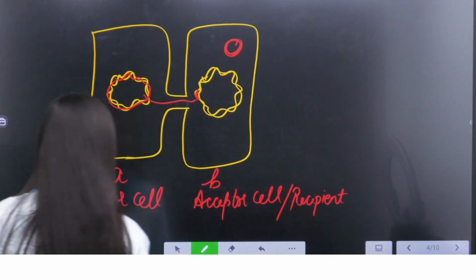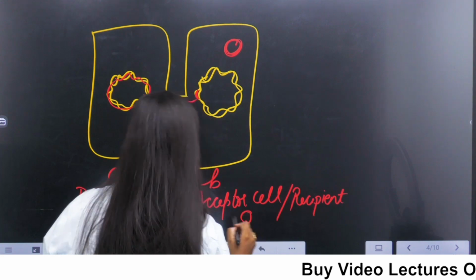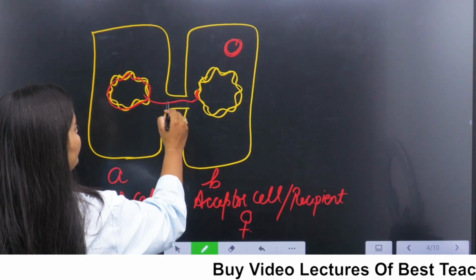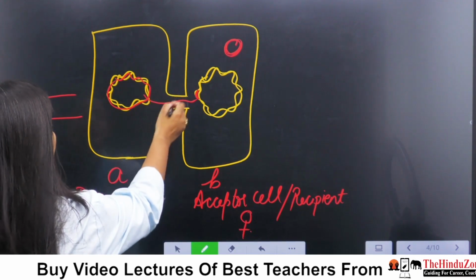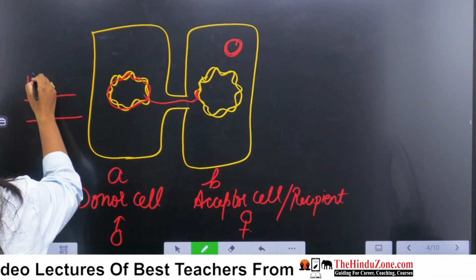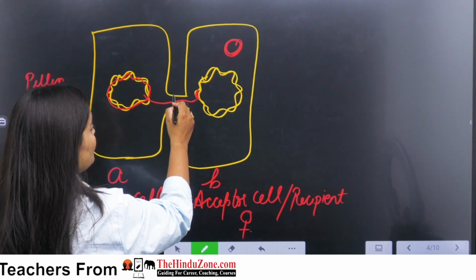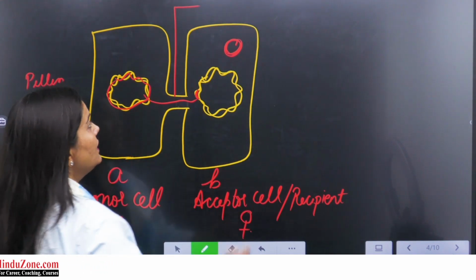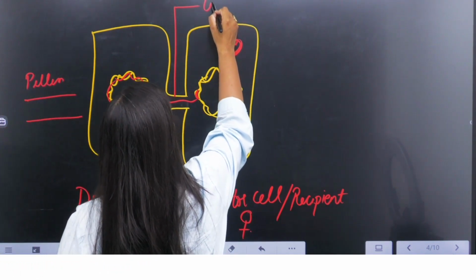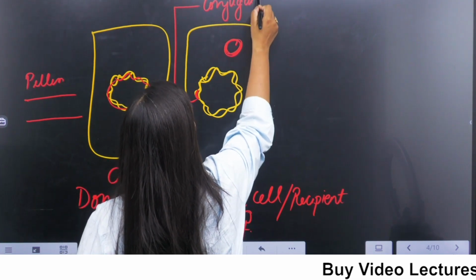Tick. Also, you can call this male and this female. Tick. The tube here which you are watching is a cylindrical tube, made up of a protein, pilin. And this is a bridge formed by the pili. So this bridge we are going to give a proper name. This is called the conjugation bridge.